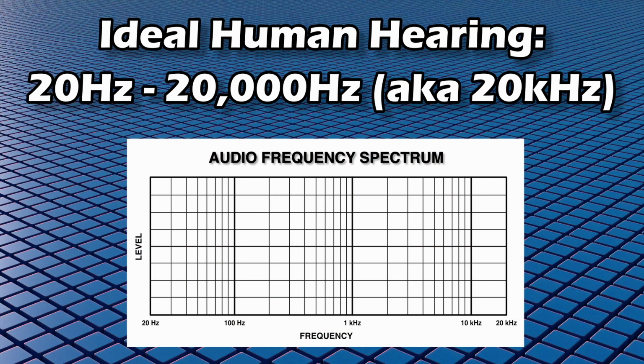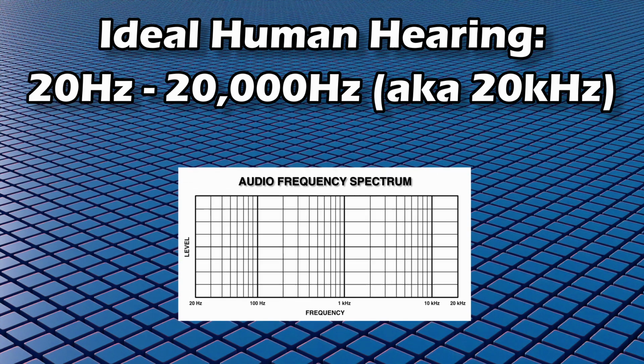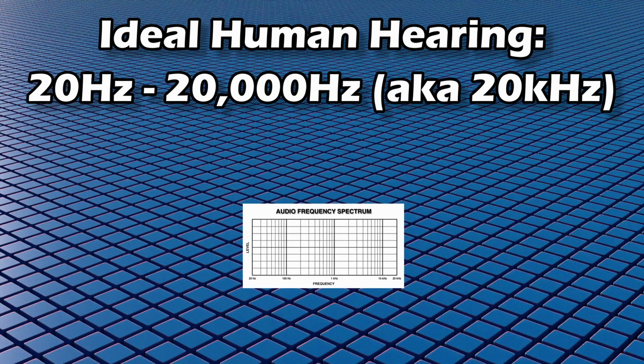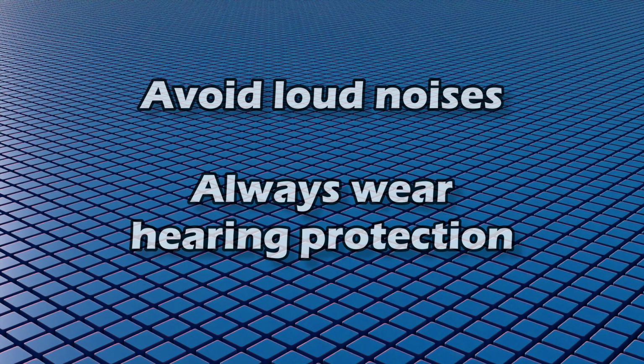The ideal human hearing range is from 20 Hz to 20,000 Hz, or 20 kHz. As we age, that range narrows, and we're most likely to notice the loss of high frequencies. That's why it's so important you avoid loud noises in life. I can't stress this enough. Always wear hearing protection when exposed to loud volume.